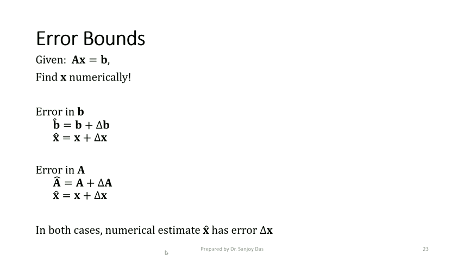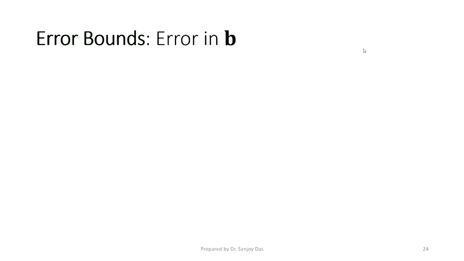Okay, so the numerical estimate x hat has an error delta x. Error bounds. So what's the maximum possible error that we can get? First, let's look at when there is an error in B, or a perturbation in B. This is in fact what happens. This is the error that we would get in X when we solve it. The error in B is delta B. And we have this upper bound.